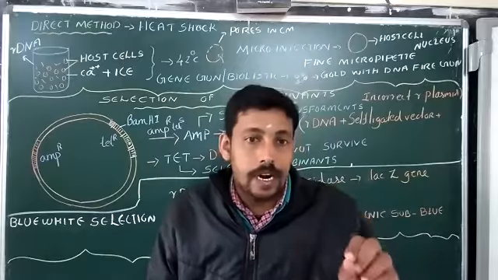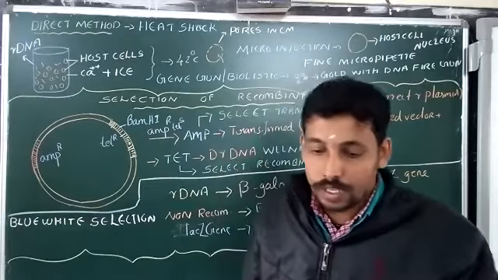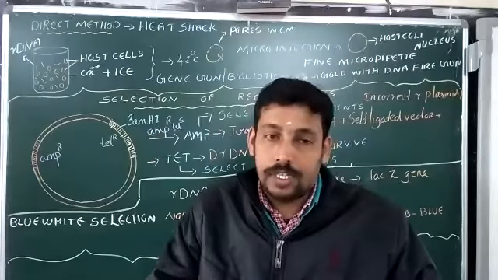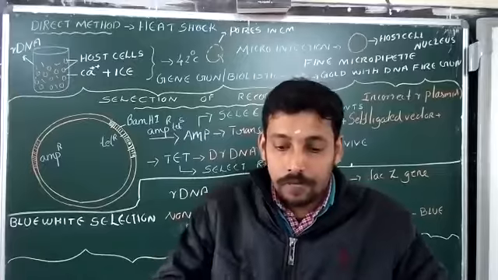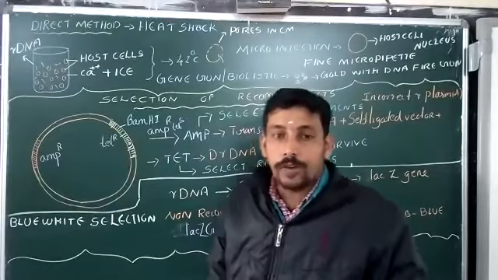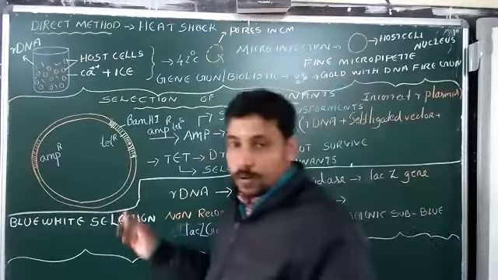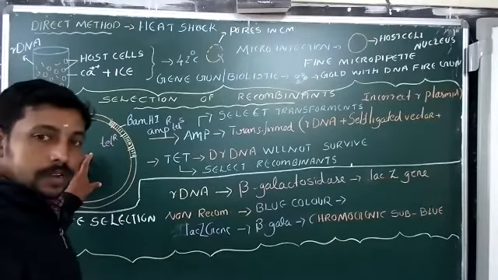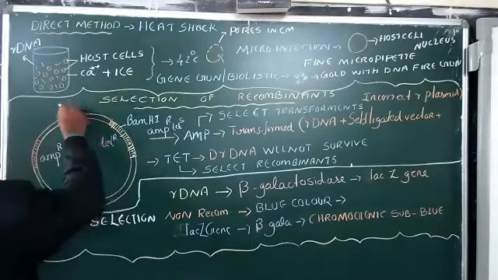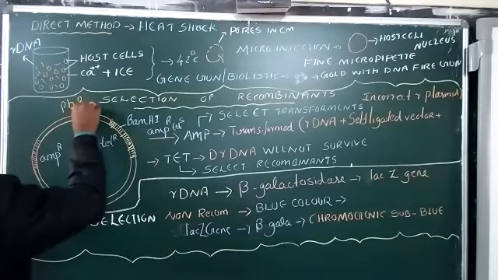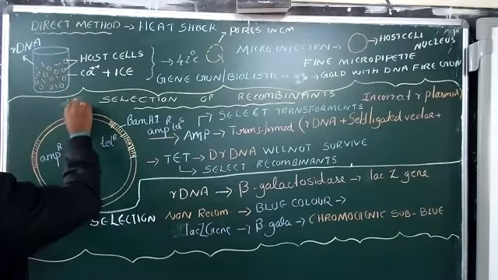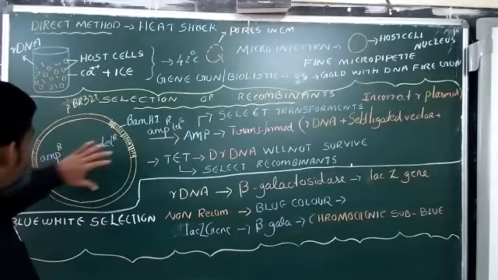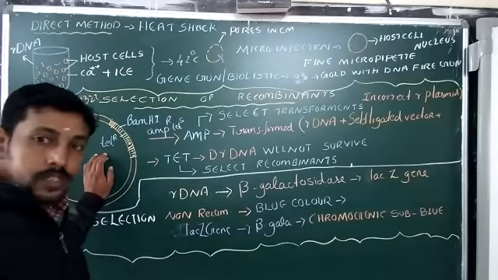The basic principle regarding the selection of recombinants is insertional activation, or rather insertional inactivation. That means it is a phenomenon of inactivation of a functional gene due to insertion of a foreign DNA. Just look here. This is our vector, you know the name of the vector, that is pBR322. These are the two antibiotic resistance genes.